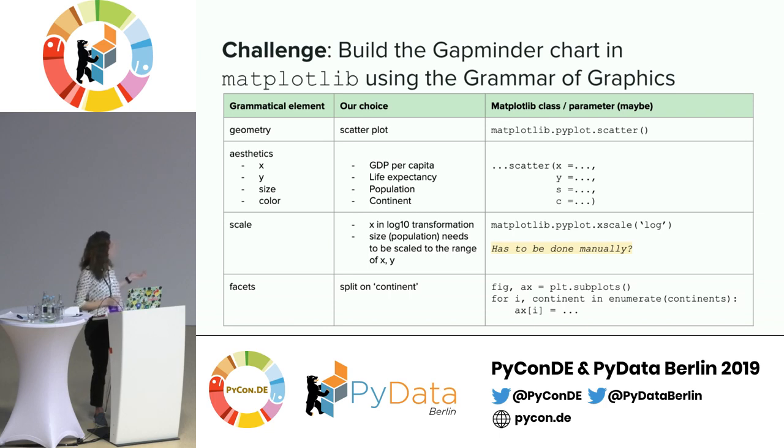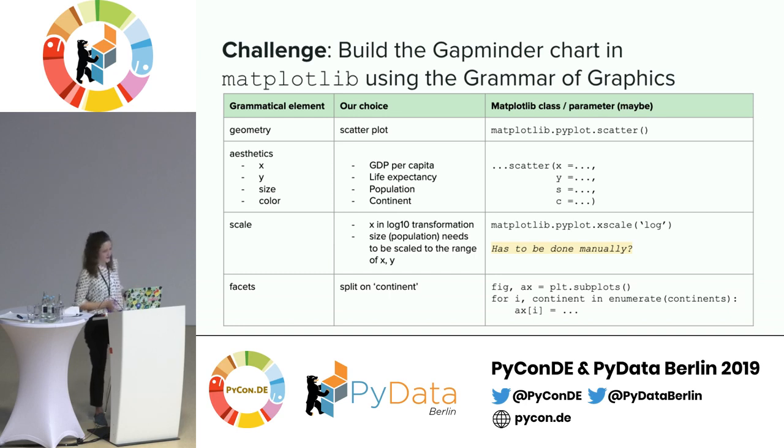So geometry is a scatter plot, right? This is easy, matplotlib pyplot scatter. Great. What about the aesthetics? Aesthetics are also defined inside the scatter plot. They're the X parameter, the Y, the S, the C. So we say in our data, the X will be the GDP, etc.